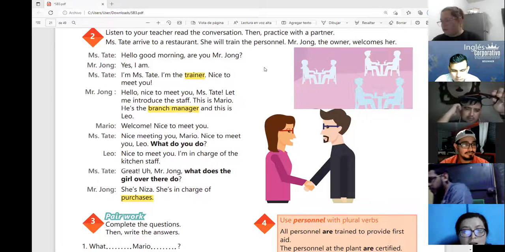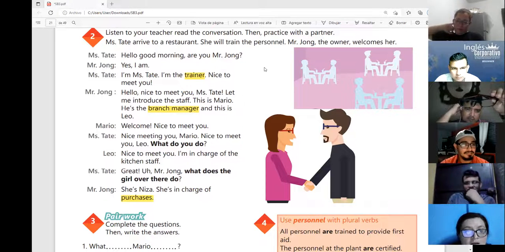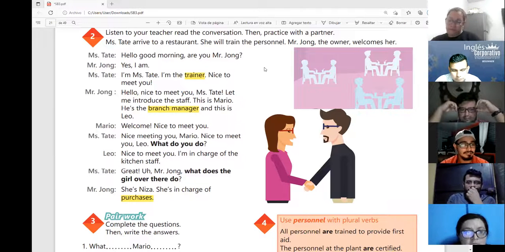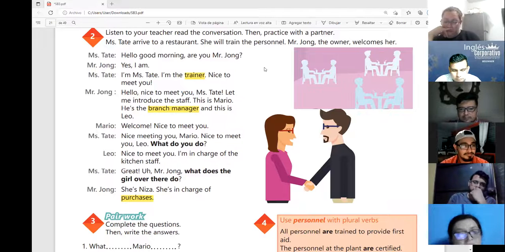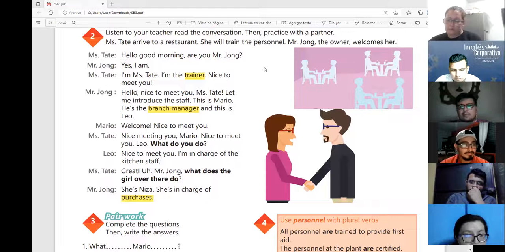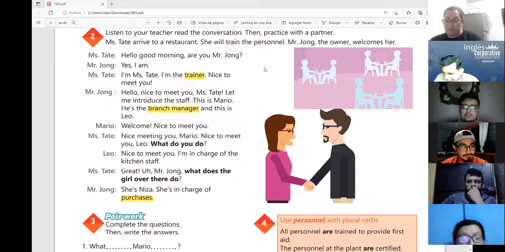Miss Tate, let me introduce the staff. This is Mario. He's the branch manager, and this is Leo. Welcome, nice to meet you. What do you do? I am in charge of the kitchen staff. Great, Mr. John. What does the girl over there do? She's Nisa. She is in charge of purchases.